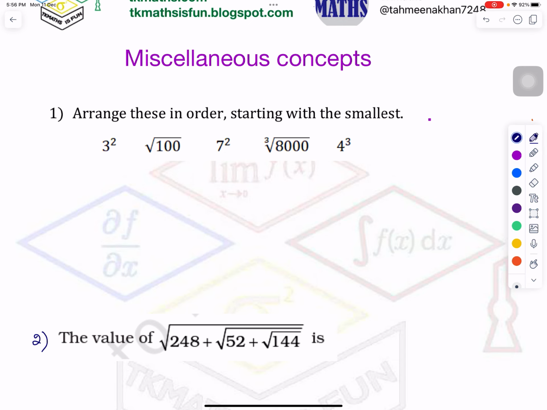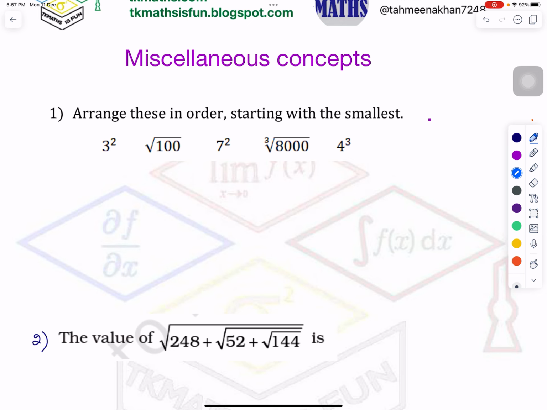The first question is to arrange these in order, starting from the smallest. Now, if you see, all these numbers are given in different forms. So when you have to arrange them in order from smallest to biggest, you have to bring them into the same format first of all. For this, you should have a strong understanding of what is a cube number, what is a square number, what is a cube root, what is a square root. So let's start one by one.